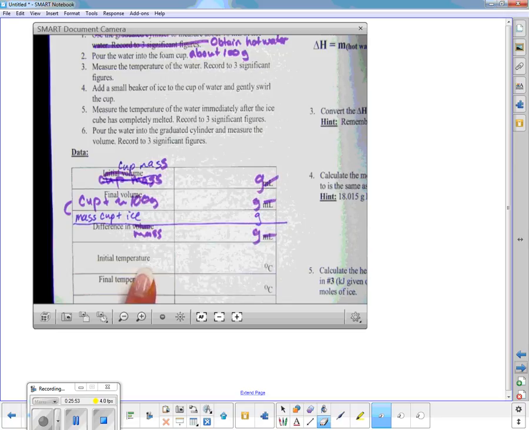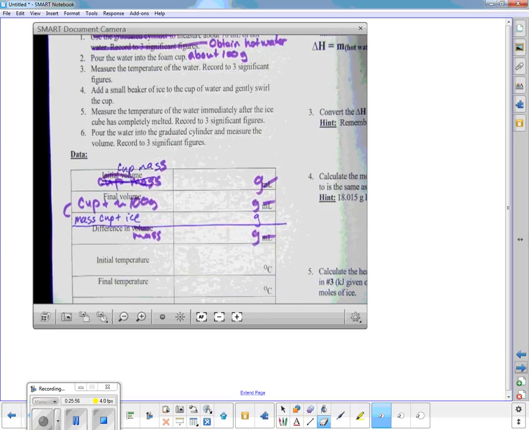Then you're going to dump the ice in. You're going to stir it until the last ice is gone. And it's really important you get the temperature right when the last ice is gone. Because if you wait, the temperature will continue to go down, because now it's heating the water up to meet the water that was already in there. And we don't want that. We just want how much energy is used to just melt the ice. Okay? We're just looking for the heat of fusion.